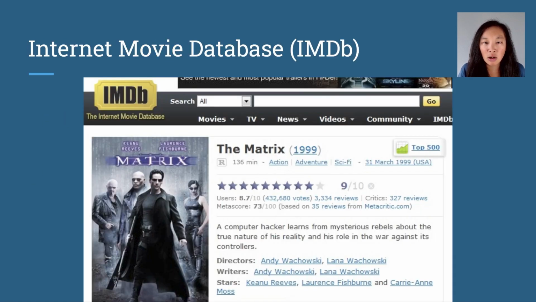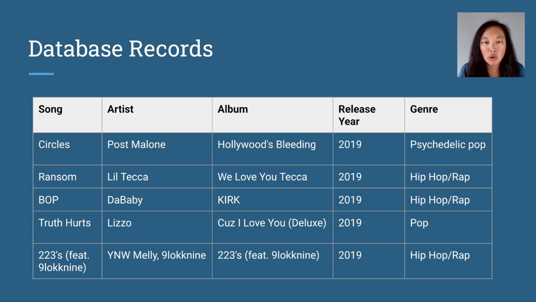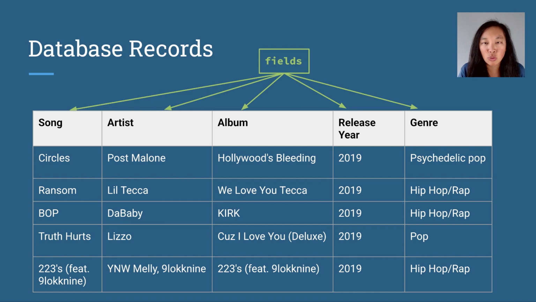How might this be helpful? Well, maybe you've used IMDb before, the Internet Movie Database. And a database is a collection of organized information to be easily accessed, managed, and/or updated. So this is what a database typically looks like. We have a record, which is a row, and we have fields, which are each column. So here we have song, artist, album, release year, and genre.